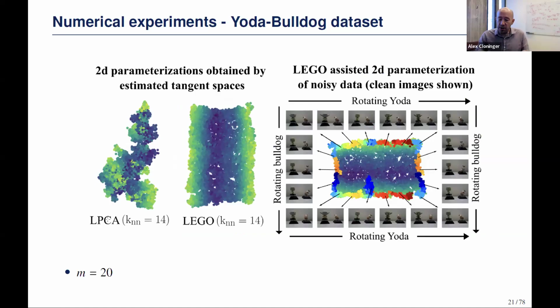If you do local PCA and then try to piece together all the local patches, it's going to be very hard. If you do LEGO and try to piece together all the local patches, you get an almost perfect embedding of a 2D torus. I'll explain exactly what all of this means in the next set of slides, but basically you're getting this incredibly faithful set of low-dimensional local views describing when the bulldog and the Yoda are pointing in the same direction. I'm showing the clean images here, but this was done on that insanely noisy data. So this really is accomplishing something you can't accomplish with PCA. Okay.